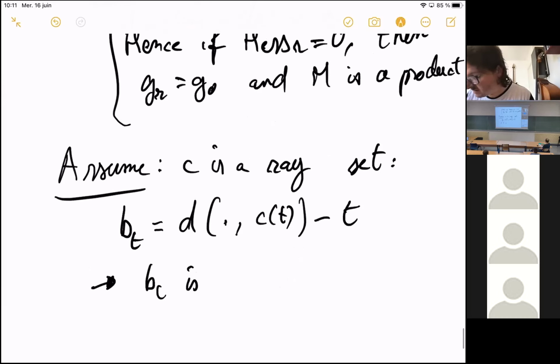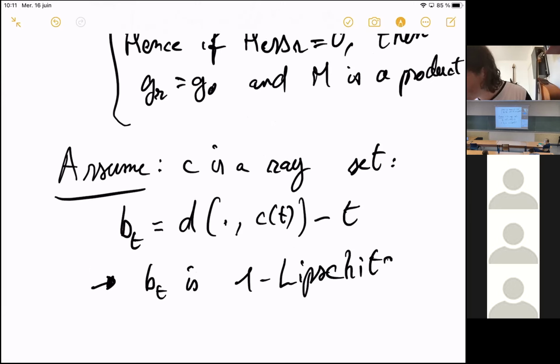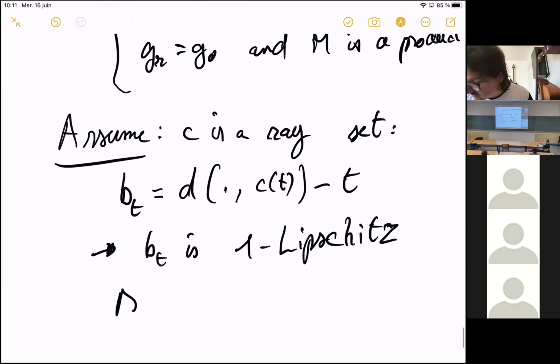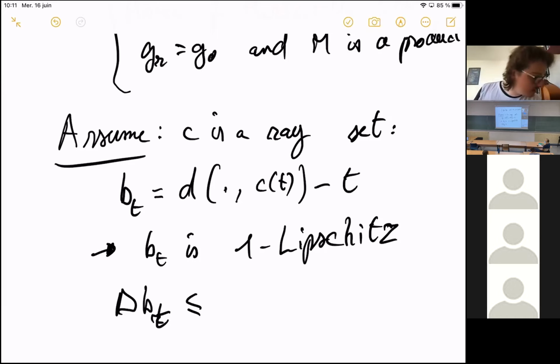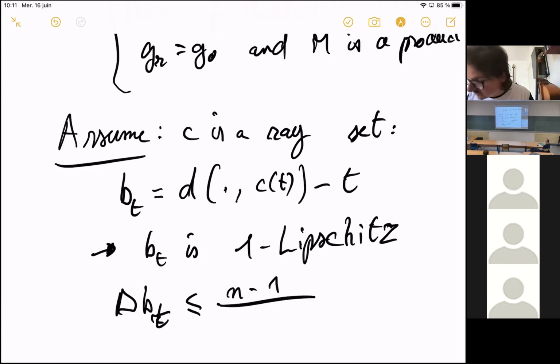Each B_t is one-Lipschitz, because distance functions are one-Lipschitz. And more or less, the Laplacian of B_t, by the non-negativity of the Ricci curvature, is less than n minus 1 over the distance to C of t.